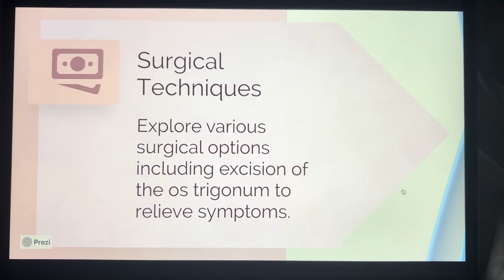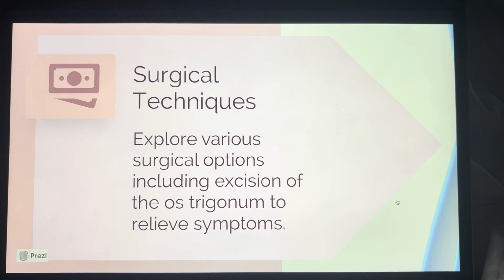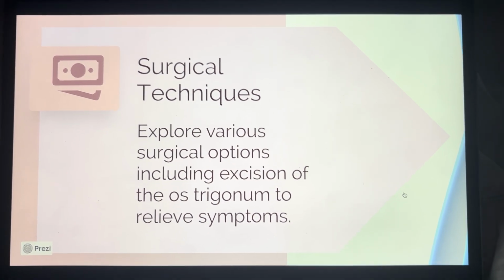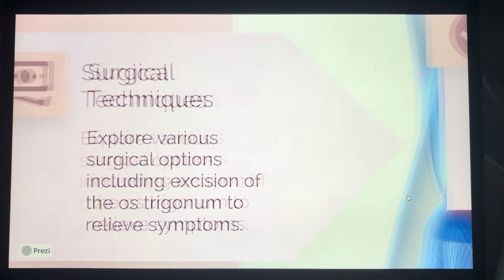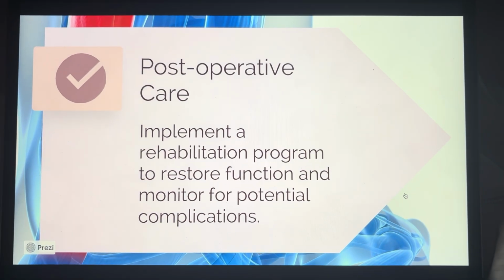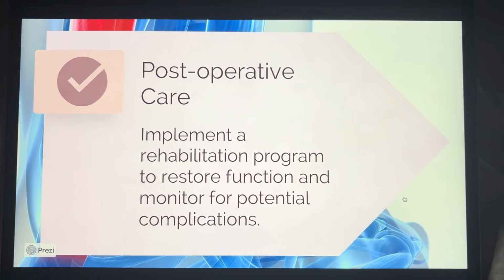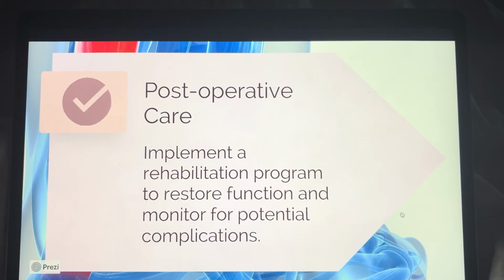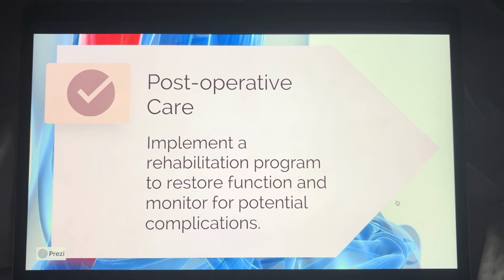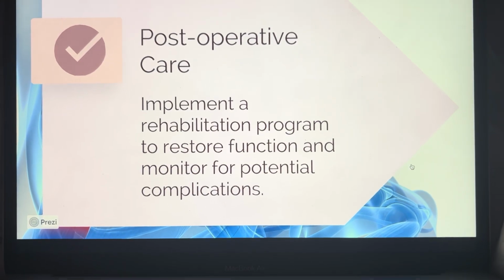Some surgical techniques explore various surgical options, including excision of the os trigonum to relieve symptoms. It can be removed if it is causing an issue. Post-op care, implement a rehab program to restore function and monitor for potential complications. If it does need to be removed or if it is causing any problems in a patient, a rehabilitation program can be utilized.